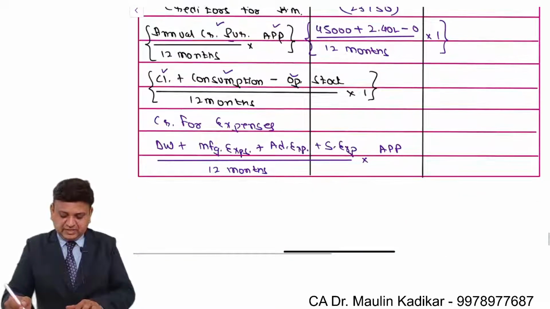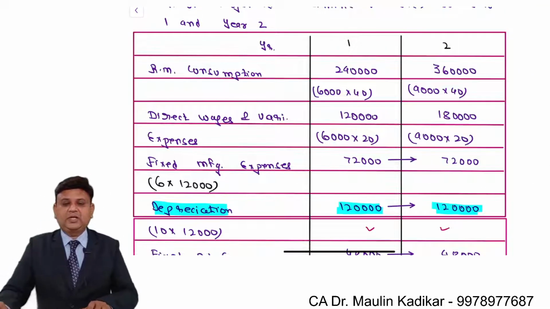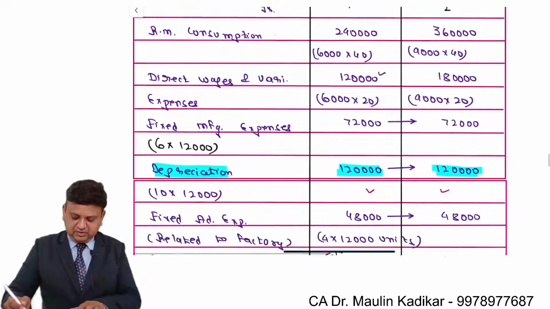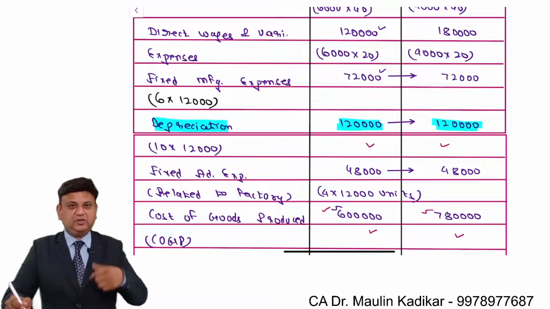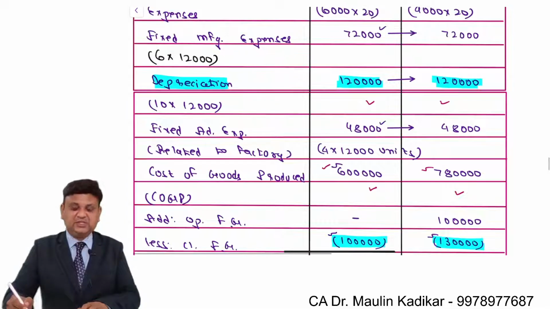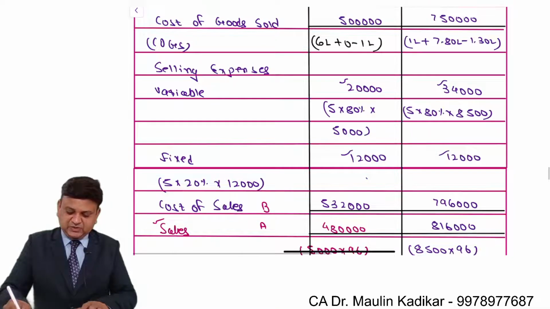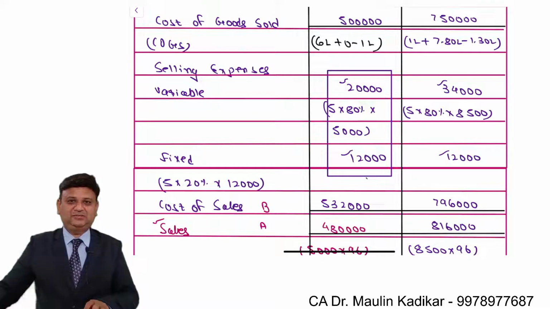What is the amount of the direct wages for year 1? Direct wages and variable expenses of year 1 are 1,20,000. Fixed manufacturing expenses 72,000. Depreciation will not be considered because it is a non-cash item. Fixed administration expenses 48,000. As far as the selling expenses are concerned, we will take total 20 plus 12, that comes to 32,000.